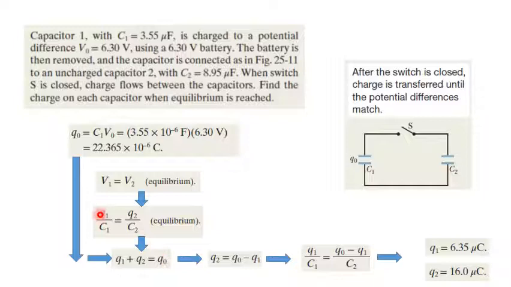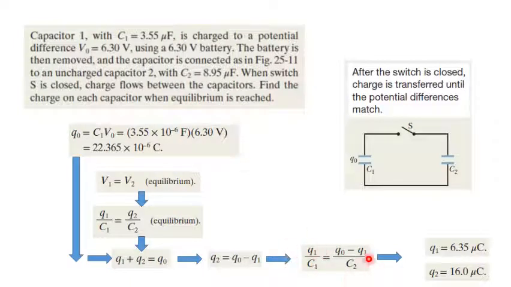Now I have two unknowns, Q1 and Q2, and two equations. Q1 plus Q2 equals Q0, or in other words, Q2 equals Q0 minus Q1, and Q1 over C1 equals Q2 over C2. So we can replace Q2 by Q0 minus Q1. Now it is an equation of Q1 only. The only unknown here is Q1. Q0 has been calculated.